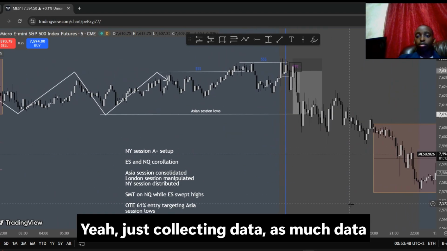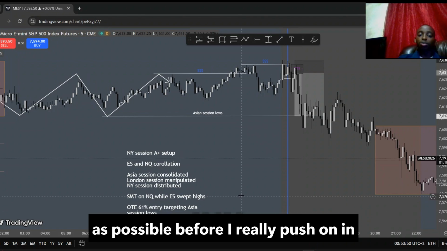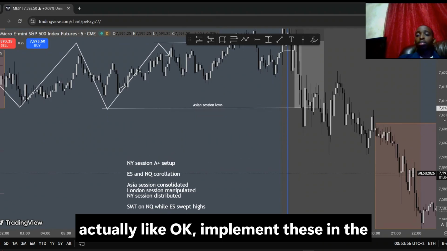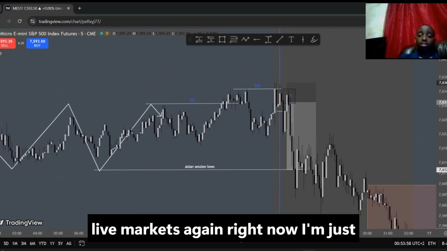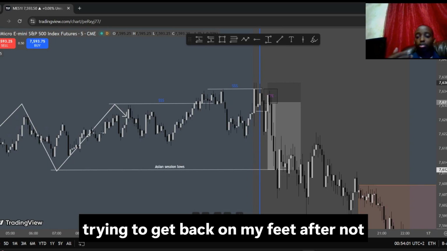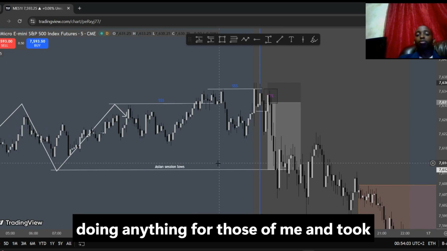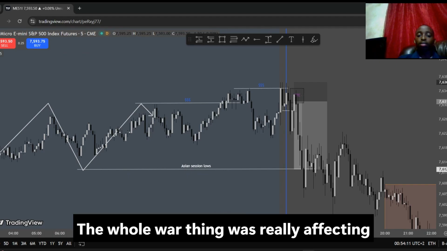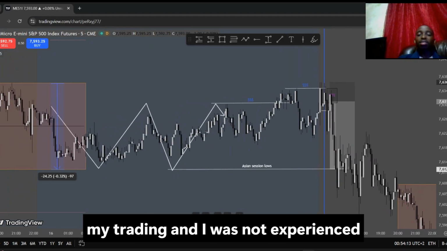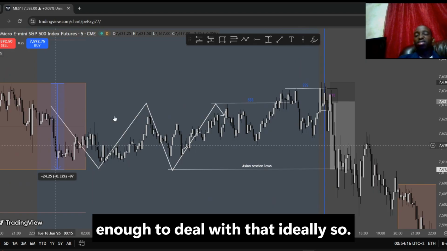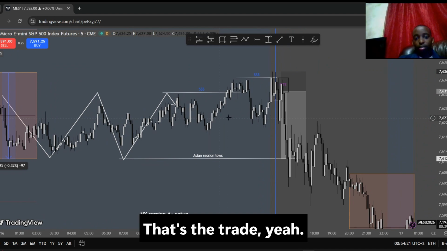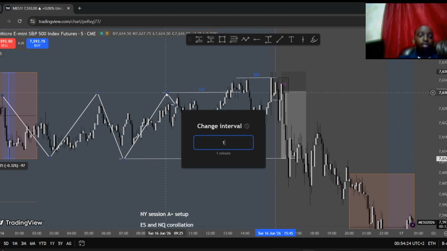I'm just collecting as much data as possible before I really push on in July and August, where I try to implement these in the live markets again. Right now, I'm just trying to get back on my feet after not doing anything for the whole of May. And I took a break in April because the whole war thing was really affecting my trading, and I was not experienced enough to deal with that. So we took a short today. That's the trade. Really clean.